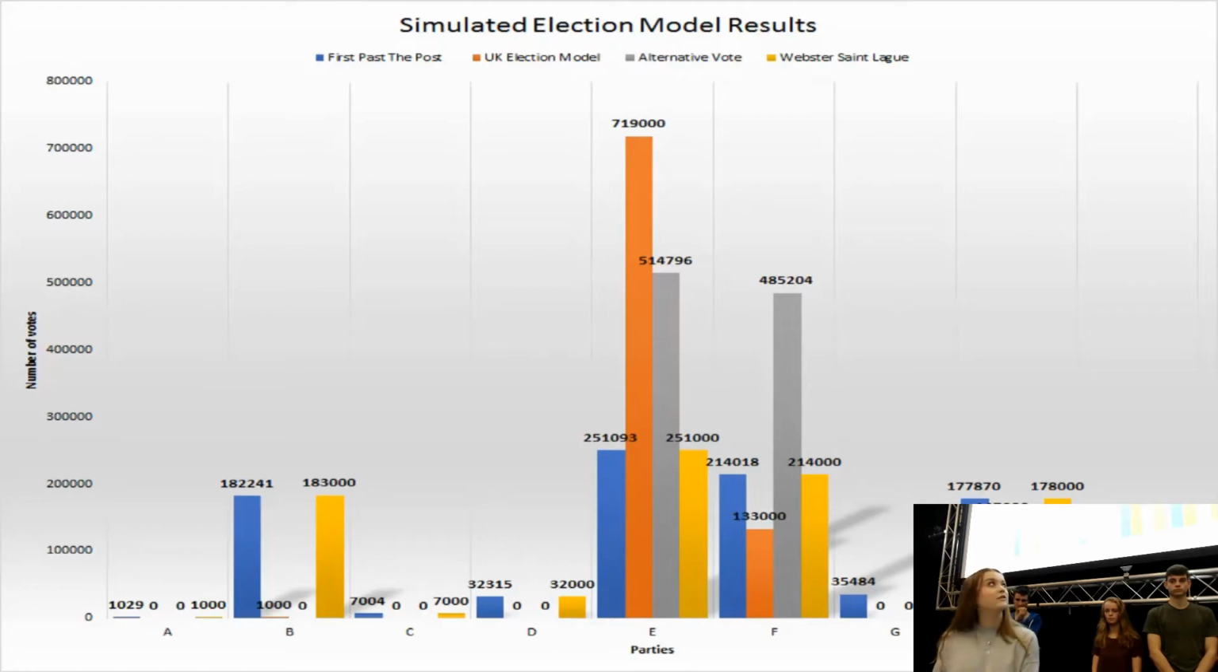As you can see, the results from different election systems produced entirely different results, and this shows how much changing a voting system can alter the overall result of an election. However, as you can tell from our presentation, it is unclear as to which system, if any at all, is the best way forward. Thank you for listening.